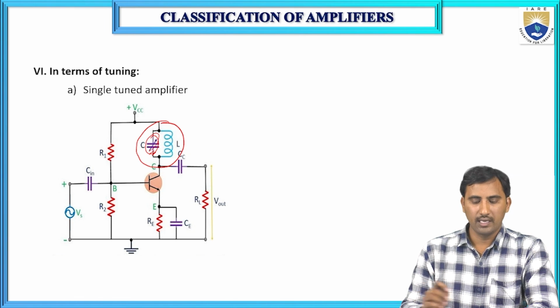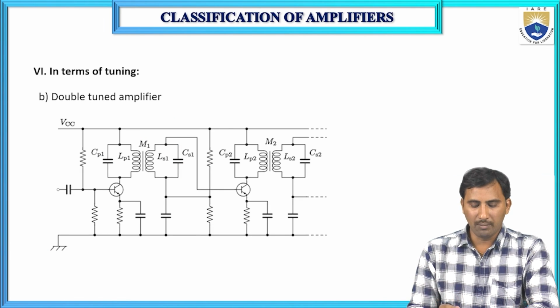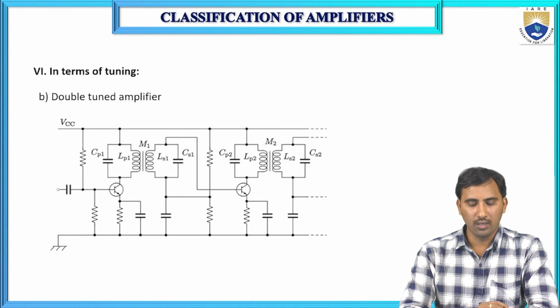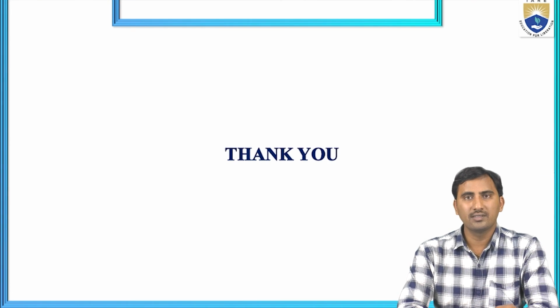And coming to the double-tuned amplifier. In a double-tuned amplifier, it is a cascading of two single-tuned amplifiers. Okay, so it is just a double-tuned amplifier. In this class, we have discussed the basics of amplifiers. After that, we have discussed the necessity, so why we are using an amplifier, and finally we have discussed the classification of amplifiers based on different criteria.